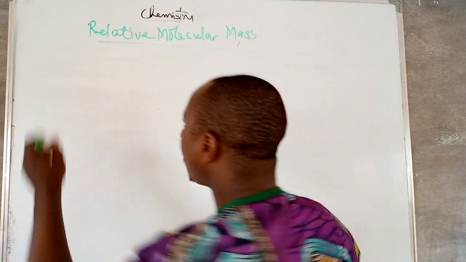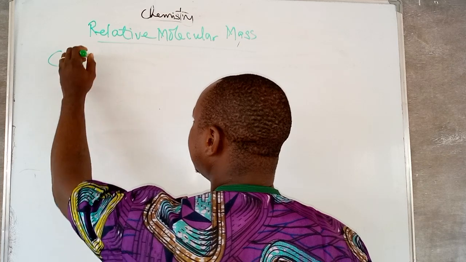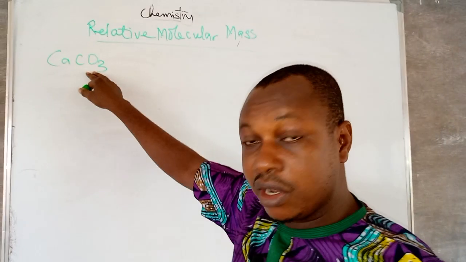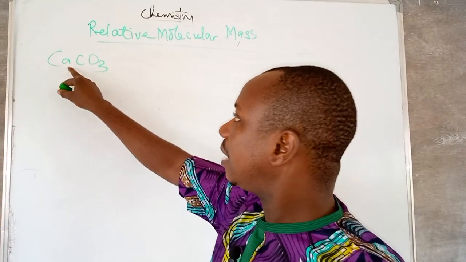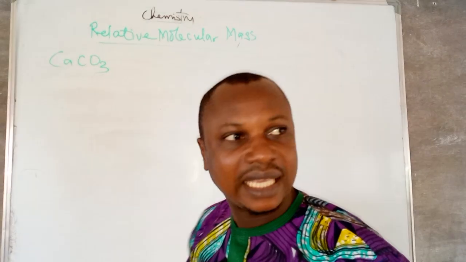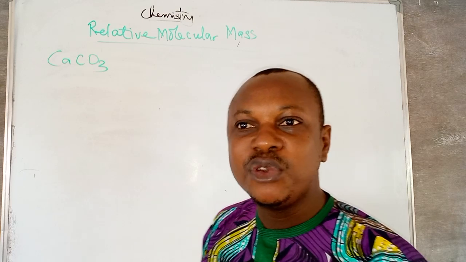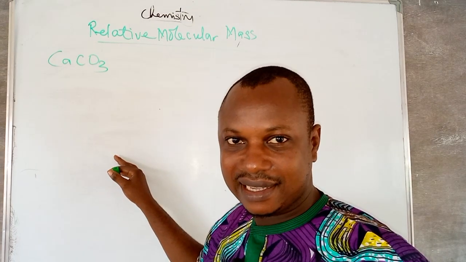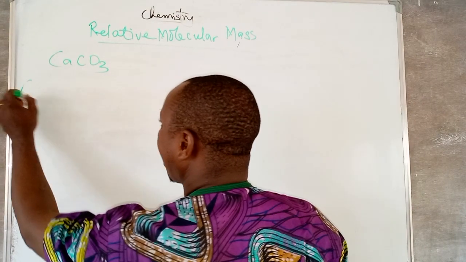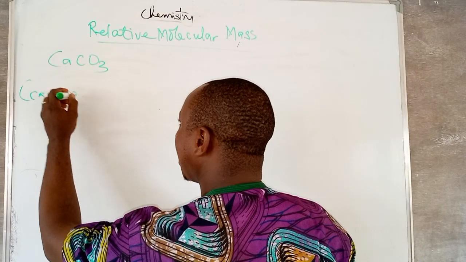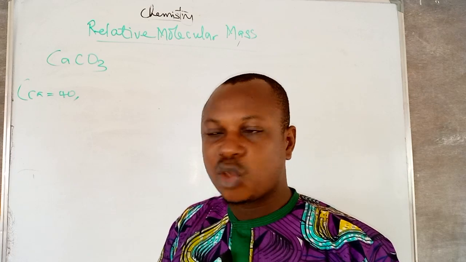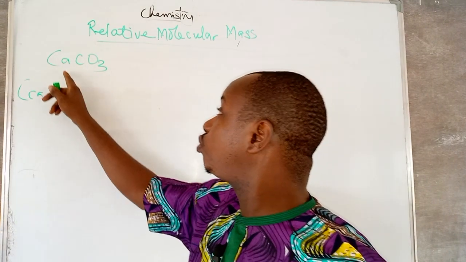For instance, if you are asked to calculate the relative molecular mass of this compound, it's a compound because it has three elements: calcium, carbon, and oxygen. And if you are lucky, the examiner will give you the respective atomic masses. But if you are not lucky, you need to know them. Like that of calcium, the relative atomic mass is 40. Please don't confuse it with the atomic number of calcium. Atomic number of calcium is 20.